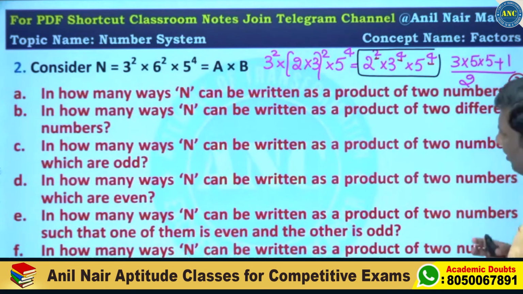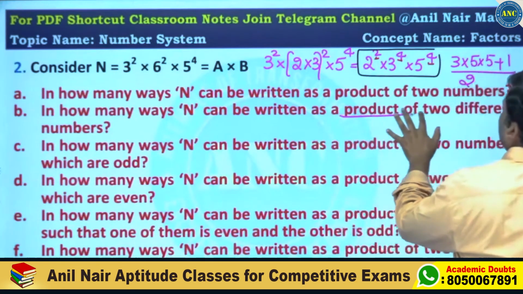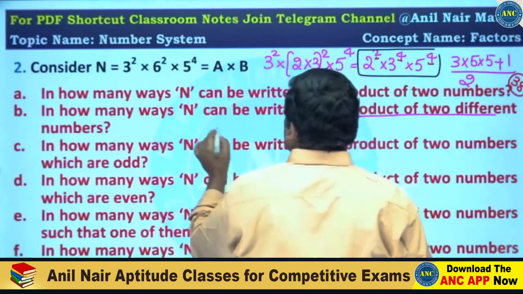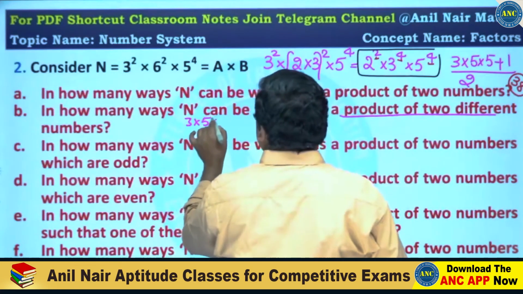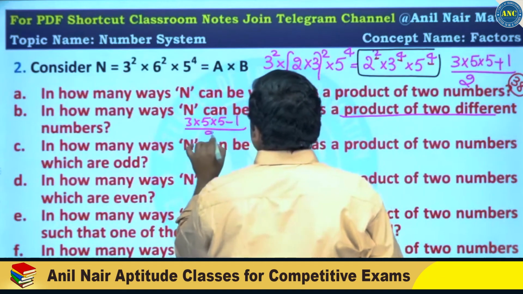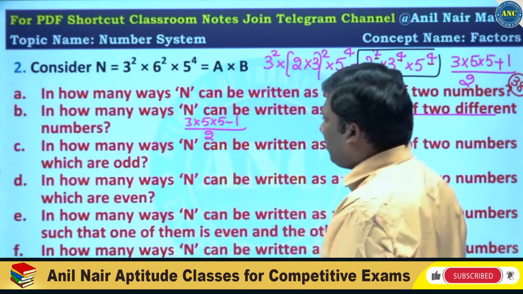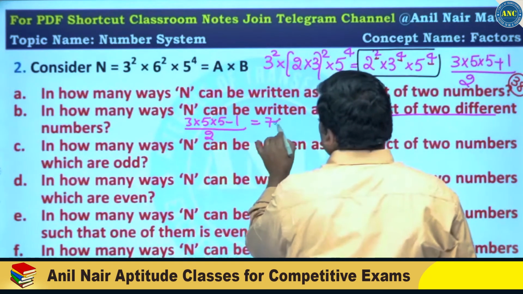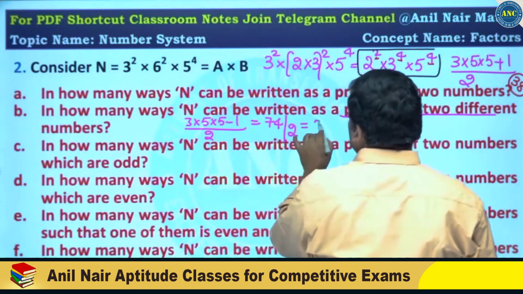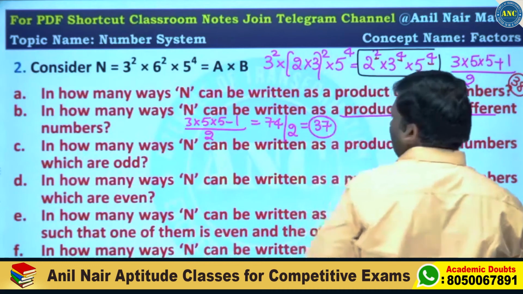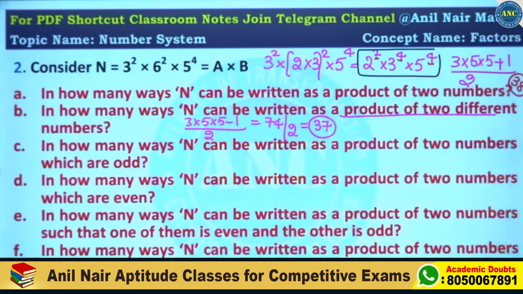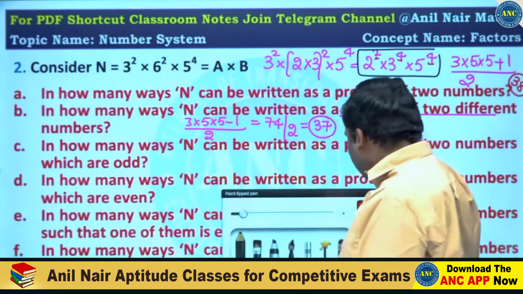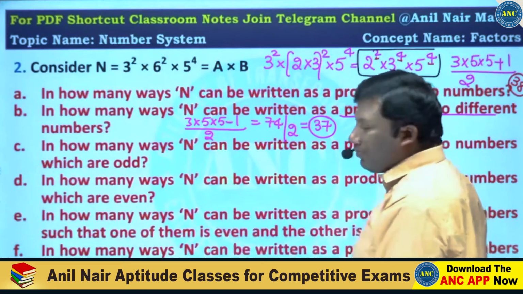Second question: in how many ways can n be written as a product of two different numbers? Distinct means different. 3 into 5 into 5 minus 1 by 2. 5 5s are 25, 25 3s are 75, 75 minus 1, 74. 74 divided by 2. Answer is 37. Is the idea clear? Number of factors plus 1 by 2, number of factors minus 1 by 2.